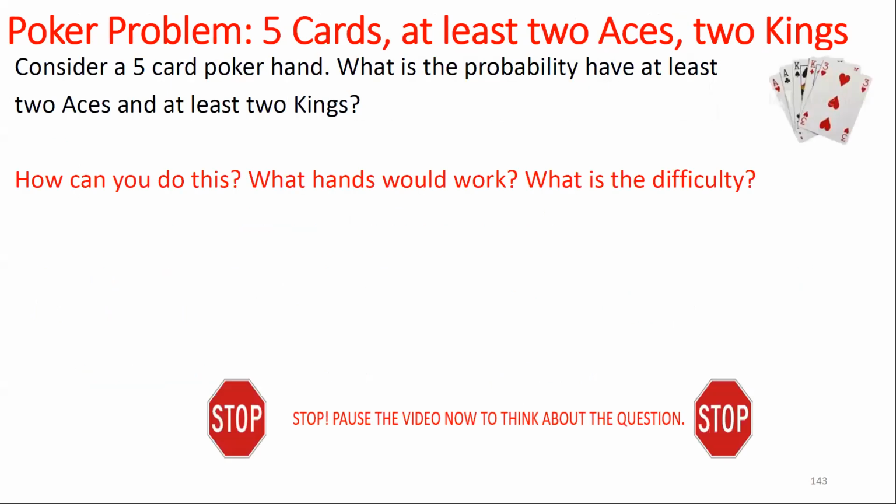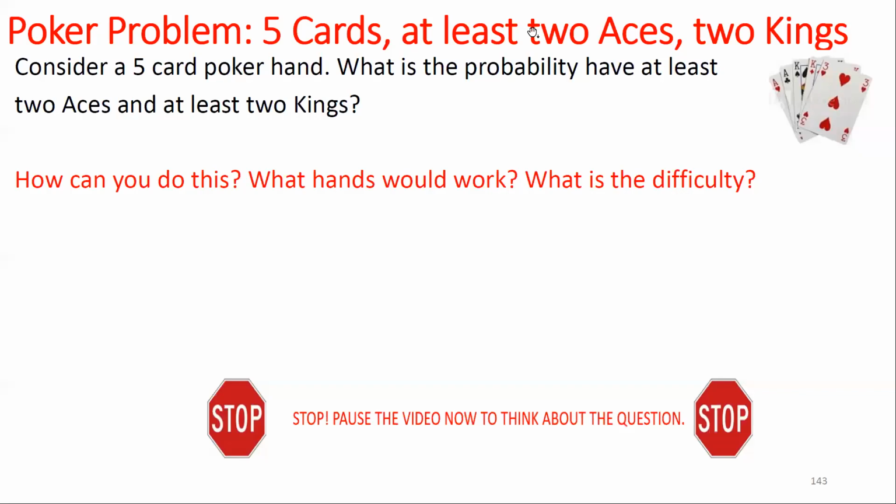All right. So the last thing for today is I want to talk about a poker problem. I want to talk about having a hand with at least two aces and at least two kings. How can you do this? What hands work? What is the difficulty? So I'm going to pause and let you think about it.